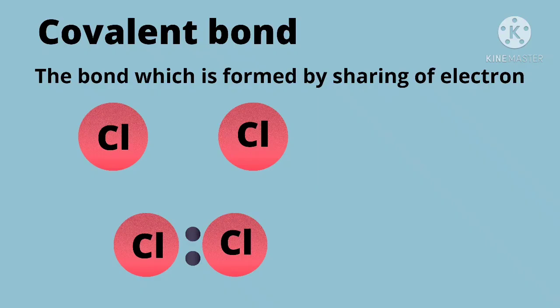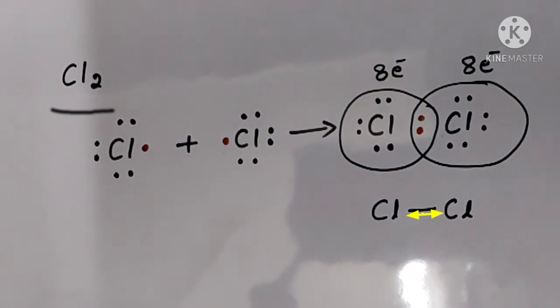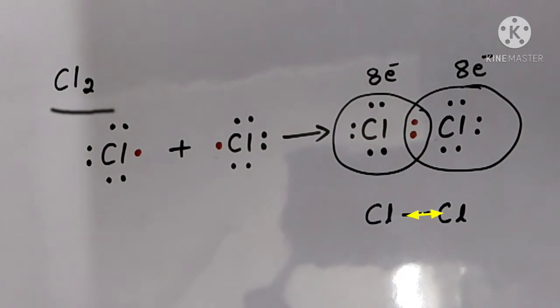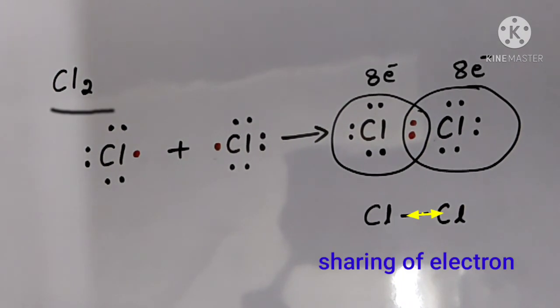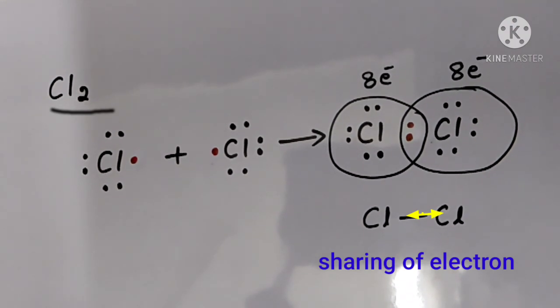The bond which is formed by sharing of electrons is called a covalent bond. Take for example chlorine, Cl2. Each chlorine has 7 electrons in its valence shell. Hence, the chlorine atoms undergo sharing of electrons to attain the outer shell octet of the nearest noble gas. The bond is formed as a result of sharing of an electron pair between the atoms, and each combining atom contributes at least one electron to the shared pair.